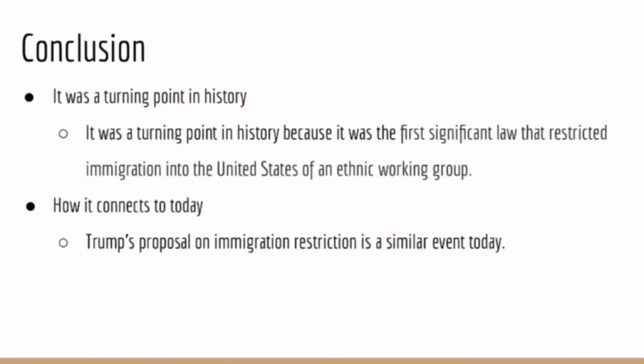How it connects today. Trump's proposal on immigration restriction is a similar event today. As a country built by immigrants, we shouldn't restrict immigration of hardworking immigrants. Many deserve the jobs that they earned by consistently being diligent.